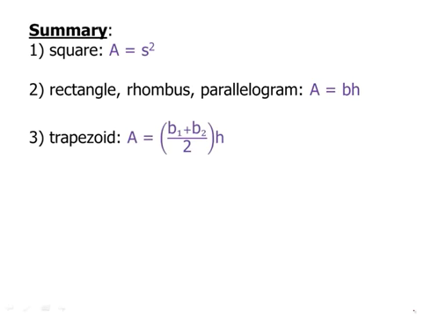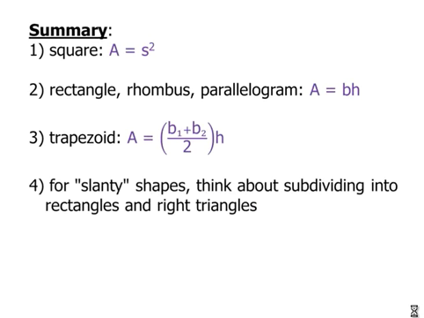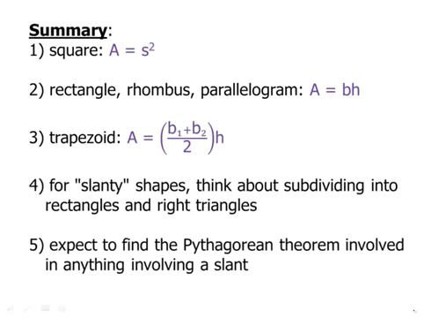A trapezoid's area is the average of the bases times the height. And for any slanty shapes, think about subdividing into rectangles and right triangles. And this might even be true, for example, if we were dealing with an irregular quadrilateral. And expect to find the Pythagorean theorem involved in anything involving a slant.